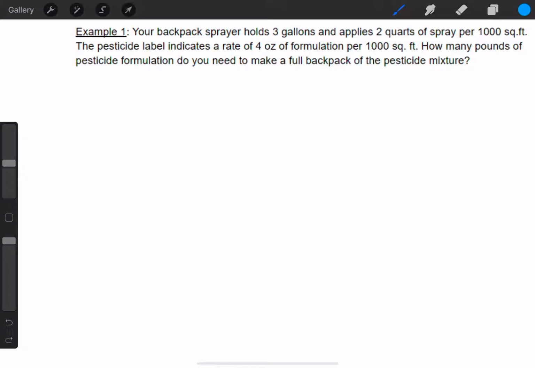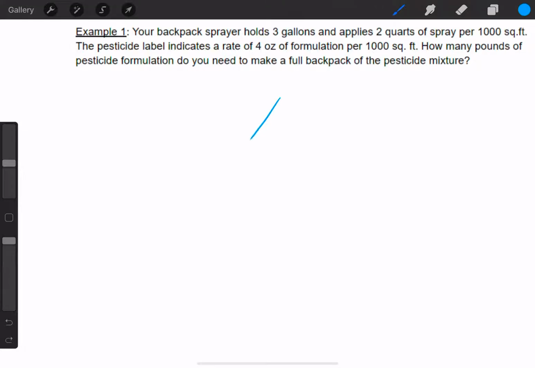So example 1. Your backpack sprayer holds 3 gallons and applies 2 quarts of spray per 1,000 square feet. The pesticide label indicates a rate of 4 ounces of formulation per 1,000 square feet. How many pounds of pesticide formulation do you need to make a full backpack of the pesticide mixture? So, first of all, let's just draw this picture, right?